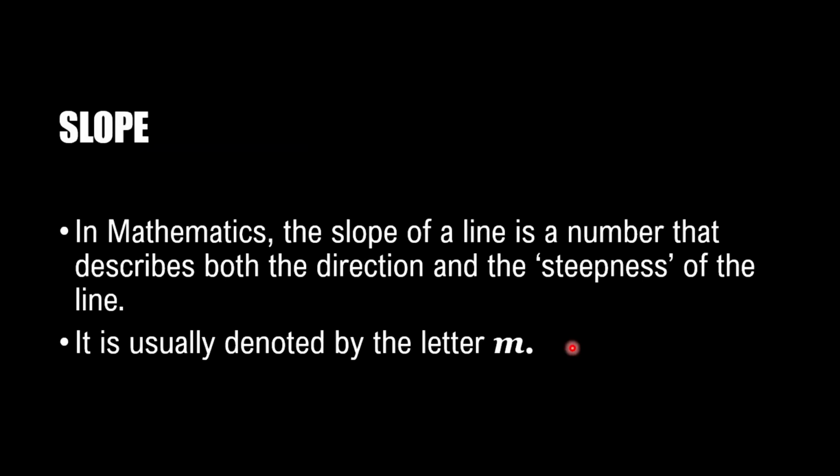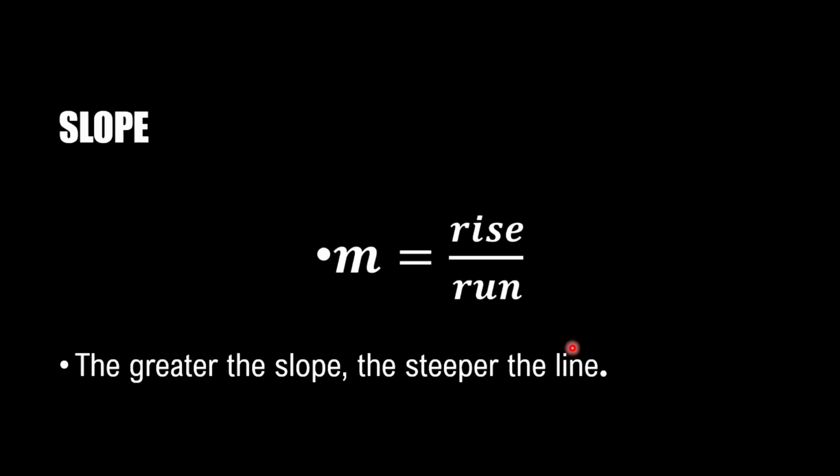So how do we define slope? In mathematics, the slope of a line is a number that describes both the direction and the steepness of the line. It is usually denoted by the letter m. So that m, or slope, is actually the ratio of rise over run. The greater the slope, the steeper the line. So, i-explain natin yan ng mas mabuti mamaya.